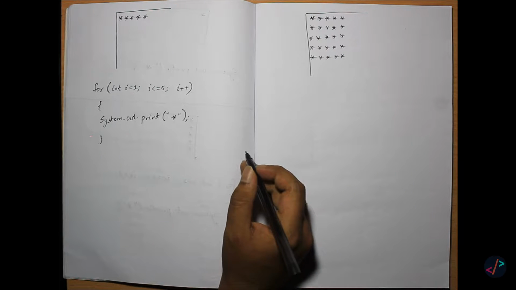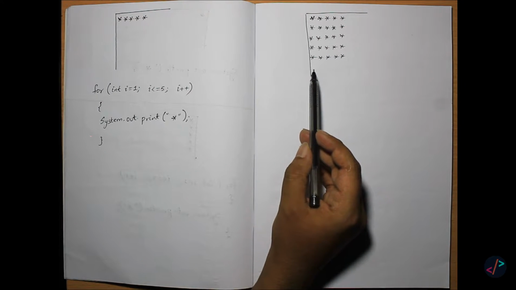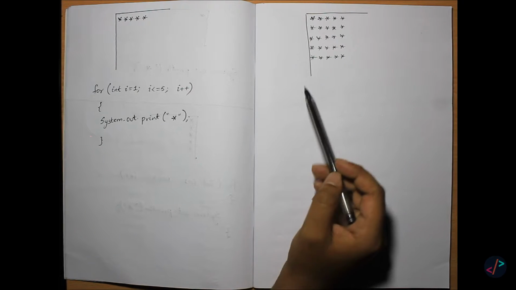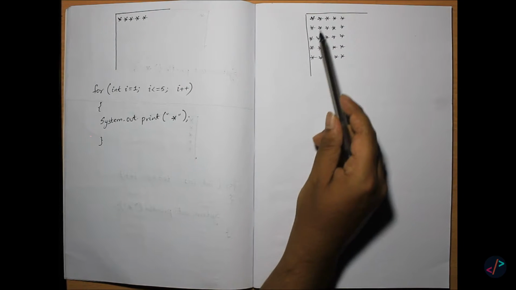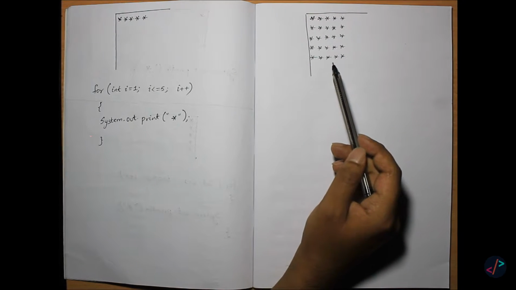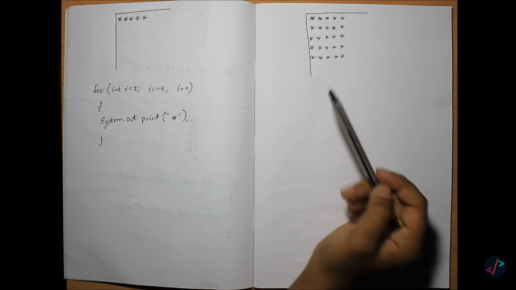So coming to the next pattern, this is what I'm expecting. On my screen, I want 25 stars in this particular pattern. If you now count, you have 5 stars in every row and you have 5 rows like that. So 5 cross 5, you have around 25 stars.